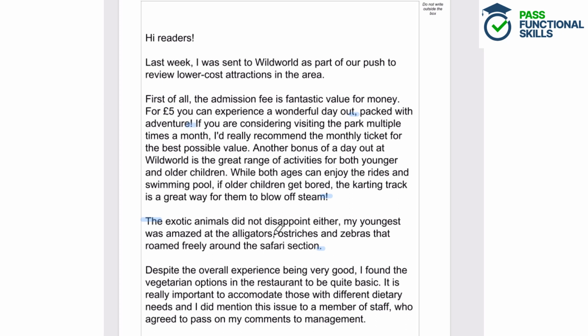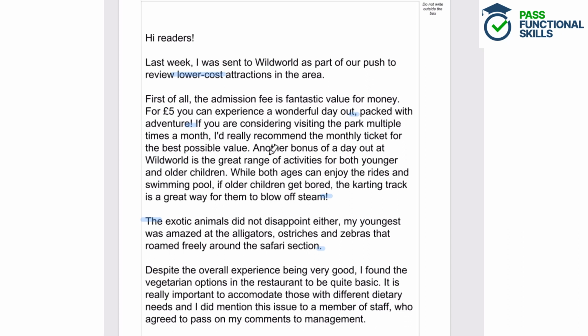Finally, we have a hyphen that has been used to join two words together to create a single word with its own meaning. So we've got lower cost. Now, on their own, lower and cost don't mean the same thing, but when you put them together, they create a single word with a single meaning. So try to use a range of punctuation in your answer.